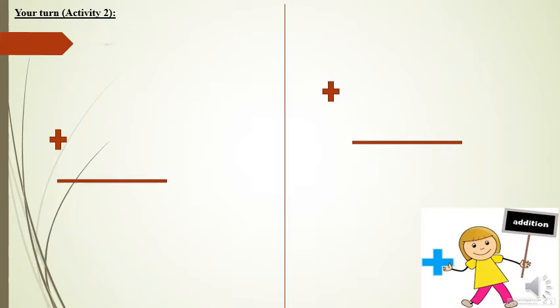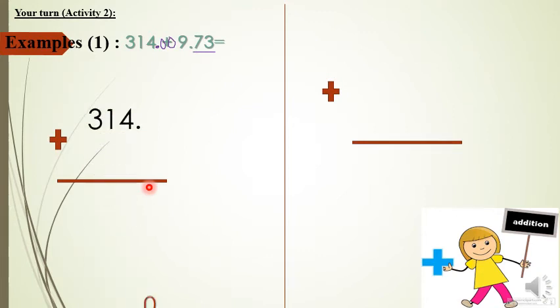Let's make more examples. 314 plus 9.73. To add a decimal number and a whole number, keep it in your mind, we have to put .0. But here in the decimal part, I have 2 digits, so you can put .00 and then you can write them in the vertical form. So let's write them in the vertical form.